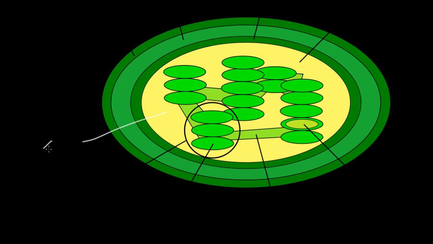This is the stroma, so the space there in this organelle. This group of things is the grana, and these individual things here are the thylakoids, and these are really important.